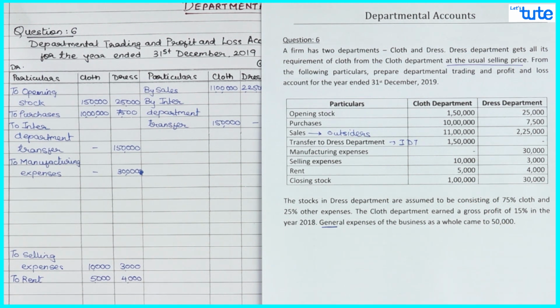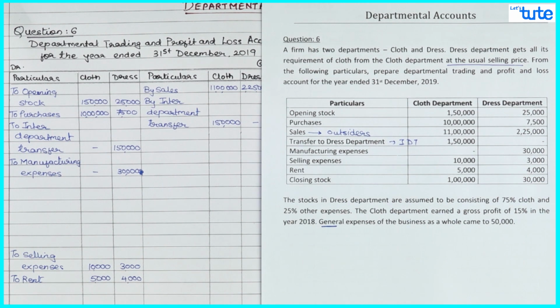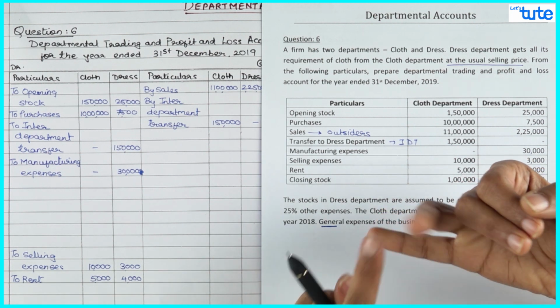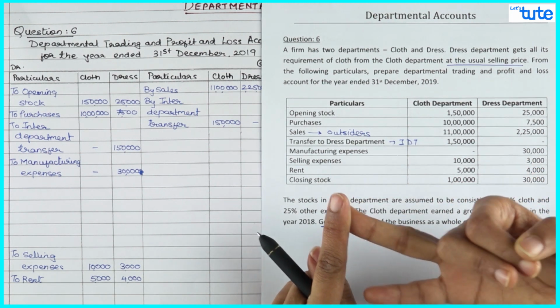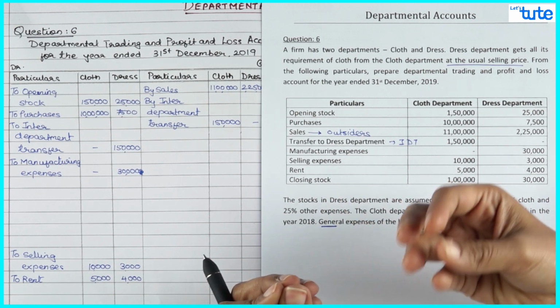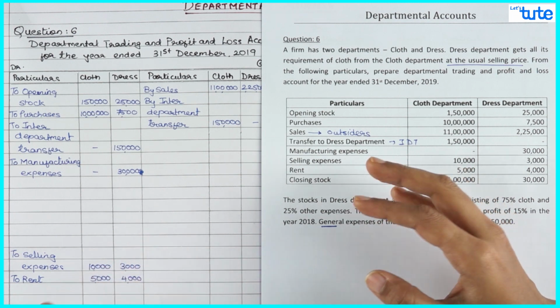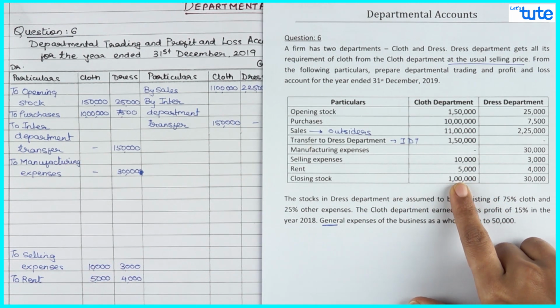Sometimes they might give you some salary expense or any other expense, and allocation is not given. So if the expenses are directly related to purchase, we divide in purchase ratio. If it is related to sales, we divide in sales ratio. And if nothing is specified, we sometimes divide something like salary expense in the sales ratio with some assumption. Then we have closing stock.